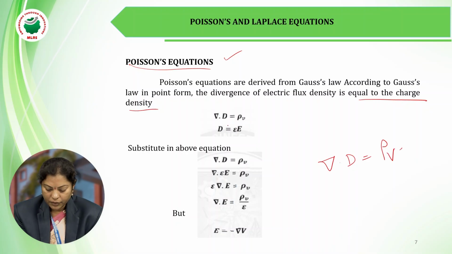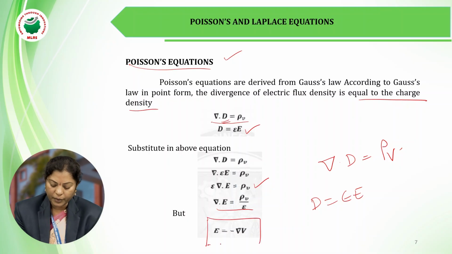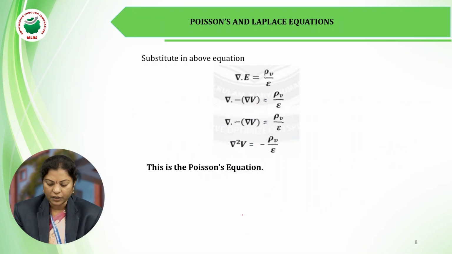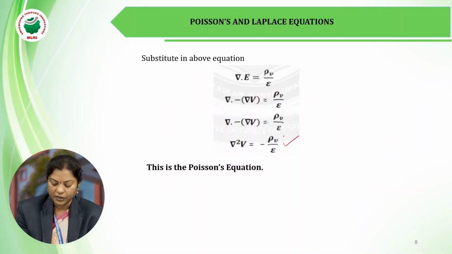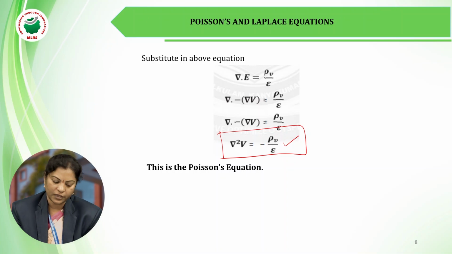As we know, D equal to epsilon E, which gives the relation between electric field intensity and flux density. Substituting D equal to epsilon E in del dot D equal to rho v, we get epsilon into del dot E equal to rho v, so del dot E equal to rho v by epsilon. But we know that E equal to minus del v. Substituting this, we get del square v equal to minus rho v by epsilon. This equation is Poisson's equation, derived from the Gauss law of electrostatics.